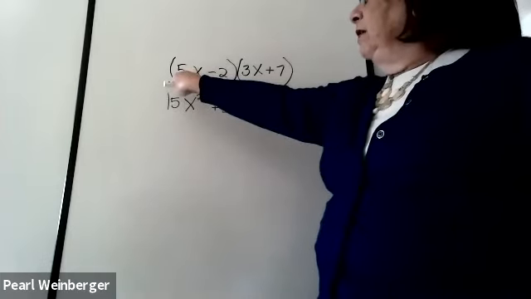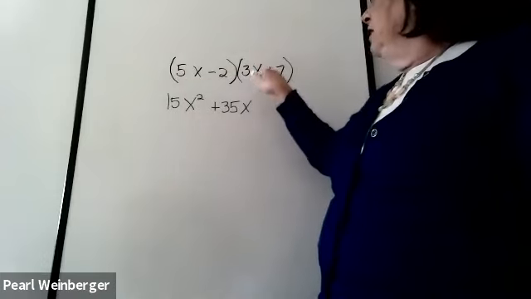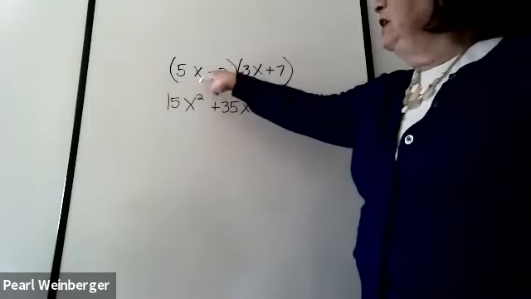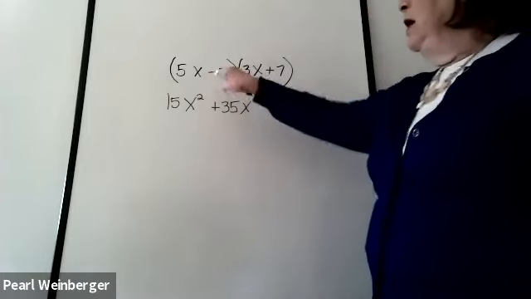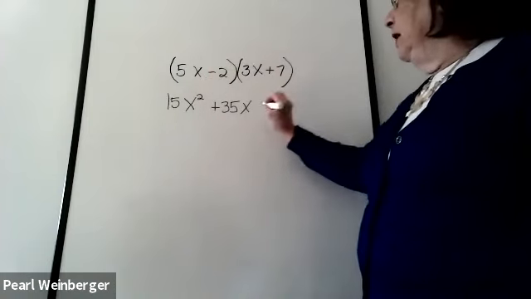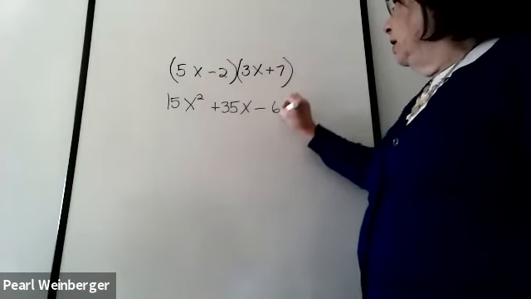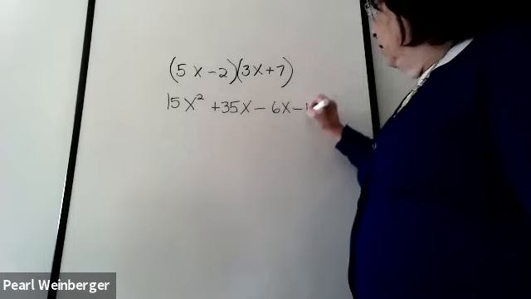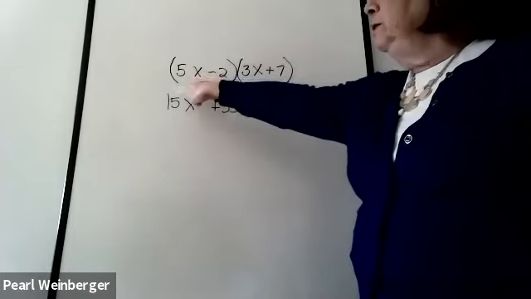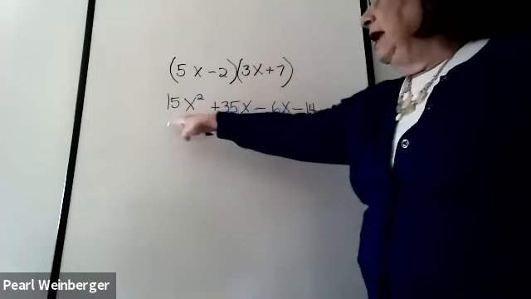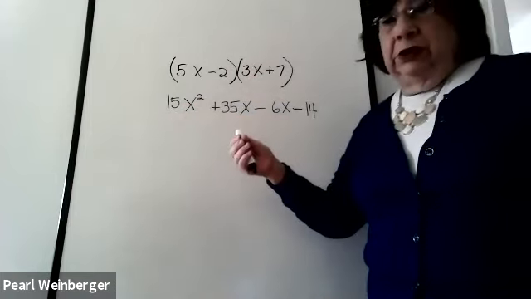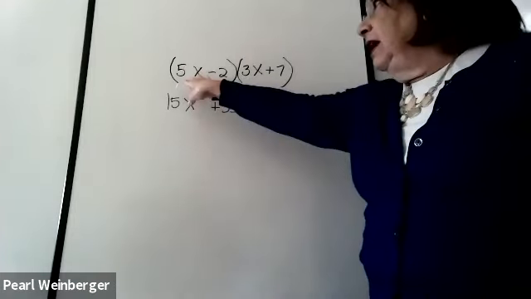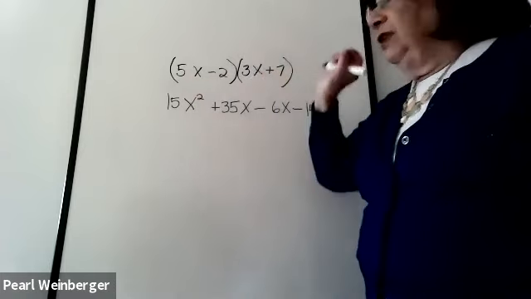I have now multiplied everything in my second parentheses by this first term of 5x. I now go to my second term, which is negative 2. And I do negative 2 times 3x, and that gives me negative 6x. And finally, I take the negative 2 and multiply it by the 7, which gives me negative 14. I have two terms that I multiply by two terms. I end up with a total of 4 terms in my answer before I've combined anything, because I've multiplied everything in my first parentheses by everything in my second.